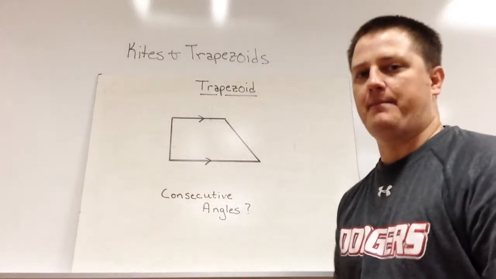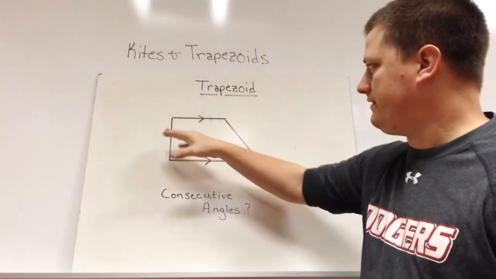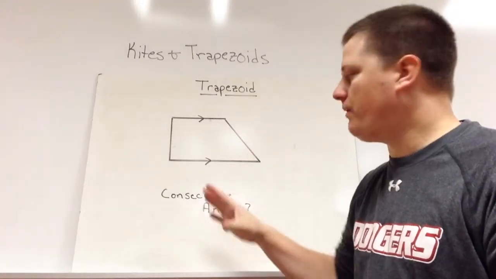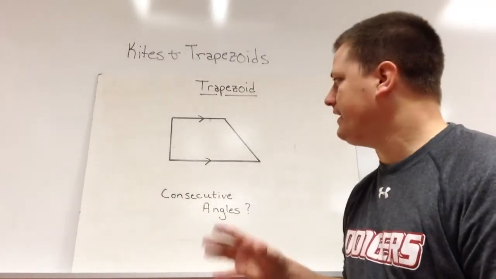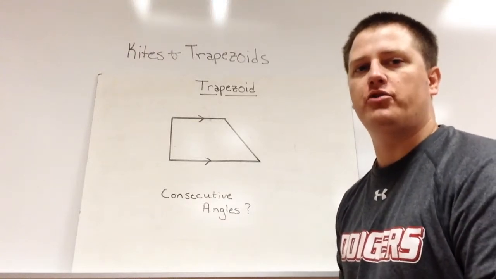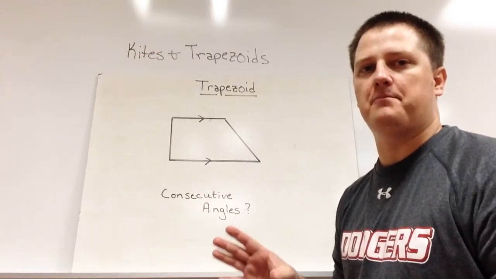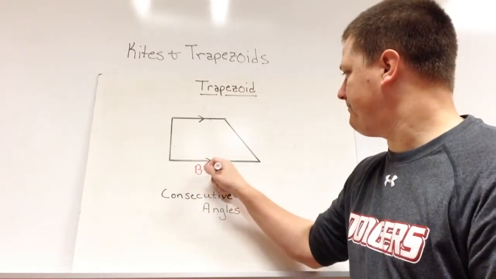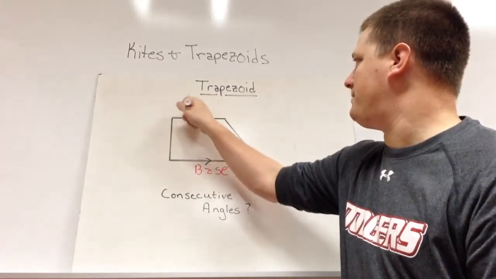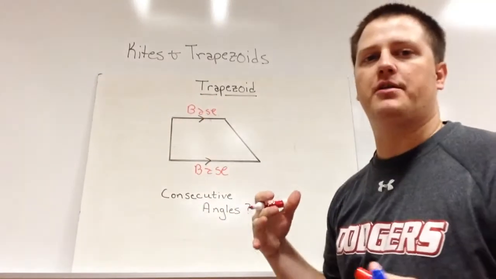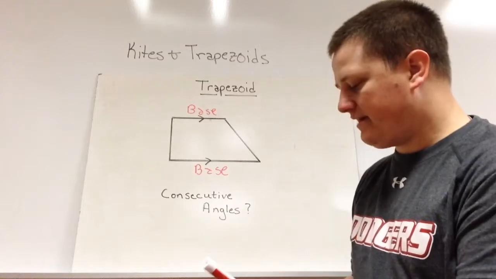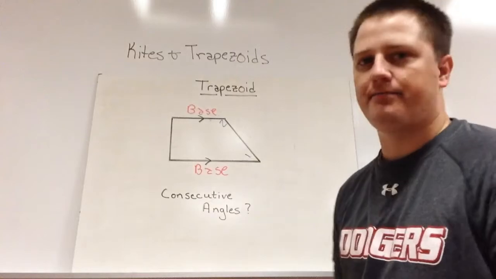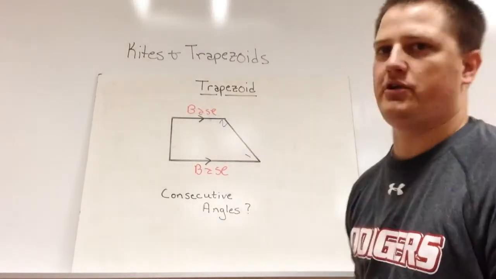Alright, the first thing with a trapezoid is we have to have two parallel lines and two non-parallel lines, or segments. We want to look at what are called consecutive angles. Consecutive angles are two angles that are on different bases. So this would be a base, and this would be a base. The bases are the parallel lines. So consecutive angles would be angle 1 here and angle 2 there. Those would be consecutive, 1 and 2.